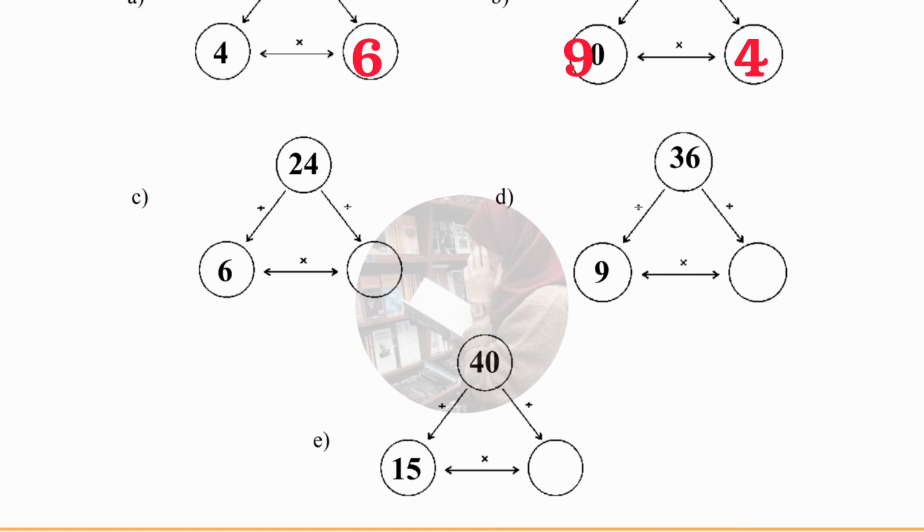Let's see the fourth one, where 36 and 9 are given. It is the same as the one above. Okay, so 9 4s are 36. So 36 divided by 4 is 9. 36 divided by 9 is 4.